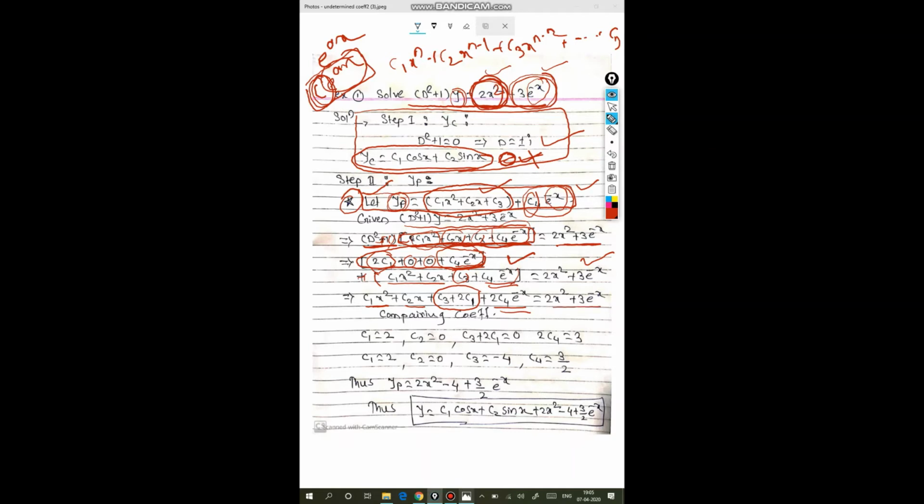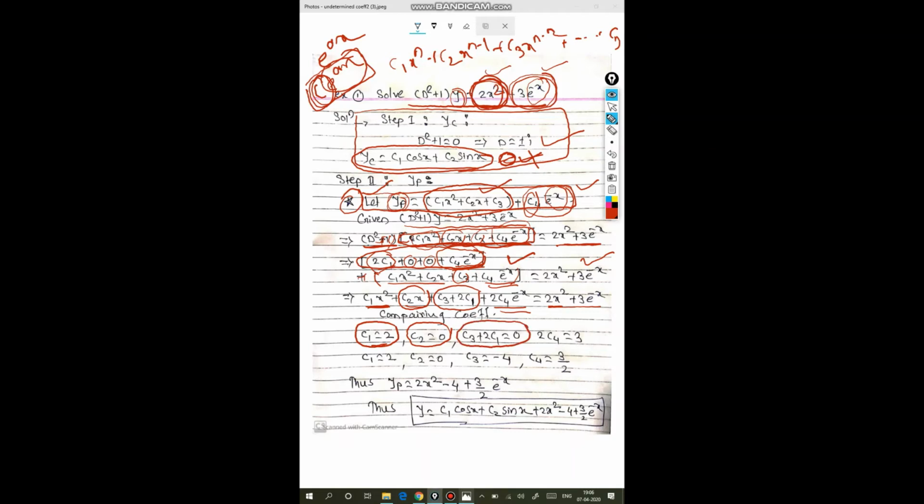and RHS as it is. Now, if we equate both sides, so equating the coefficient of x square, we get c1 equal to 2 because c1 x square and 2x square. So if we equate the coefficient of x square, we get c1 equal to 2. If we equate the coefficient of x, the coefficient of x is not in the RHS, so c2 is 0. Equating constant term on both sides, we get c3 plus 2c1 is 0.